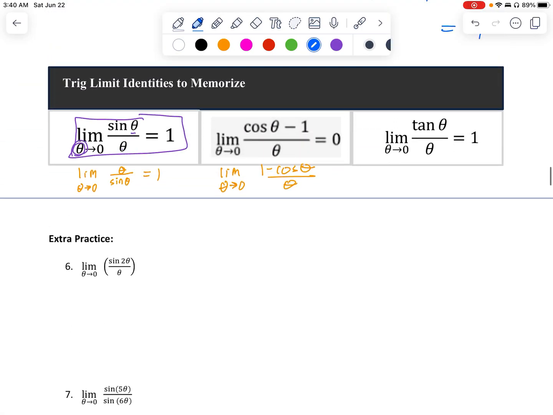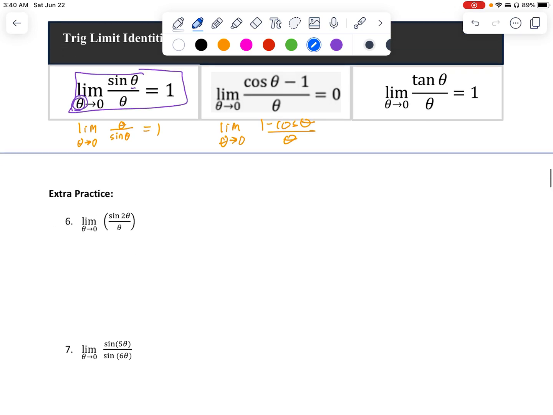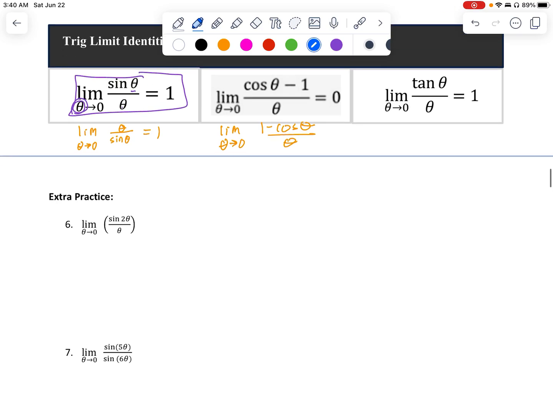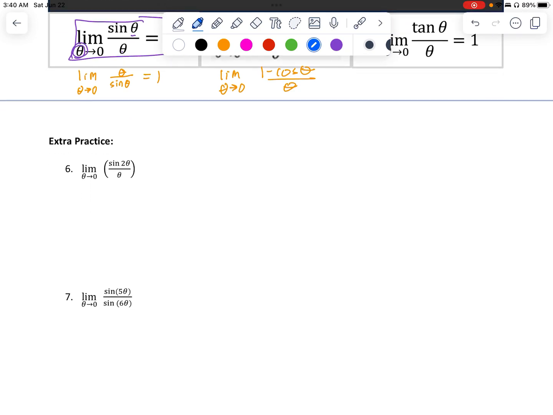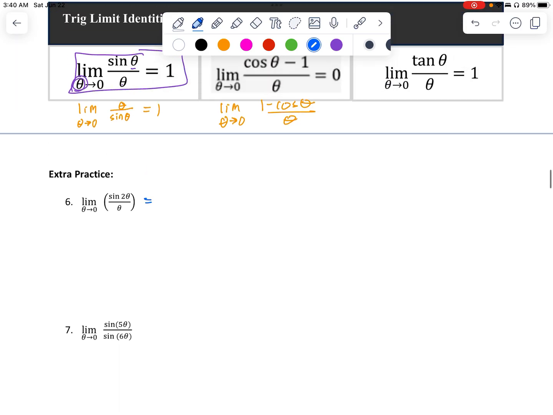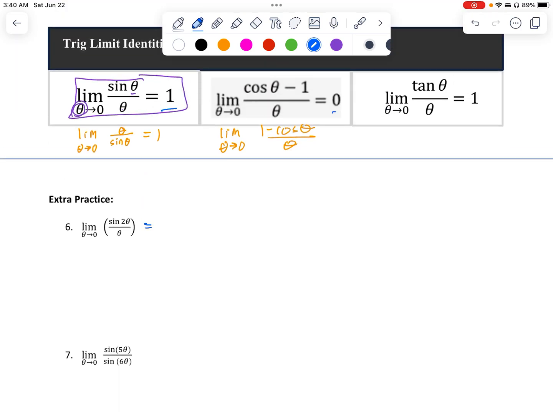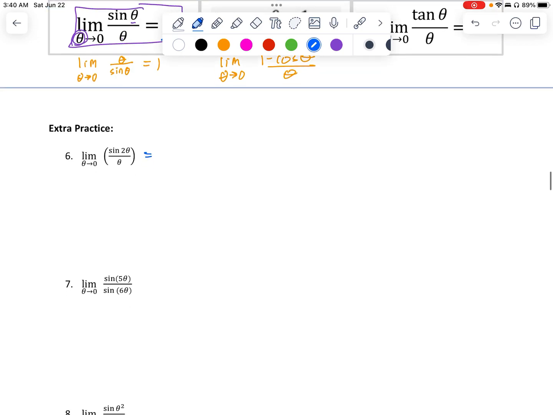All right, let's look at those trig limit identities that we're going to memorize and see how we can apply them to solve for other limits. So let's remember these three identities while we scroll down and try 6. If we can get something in that form, then we can always replace it with a 1 or a 0. So for number 6, I have the limit as theta goes to 0 of sine 2 theta over theta.